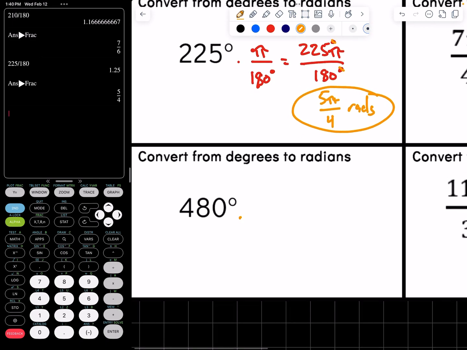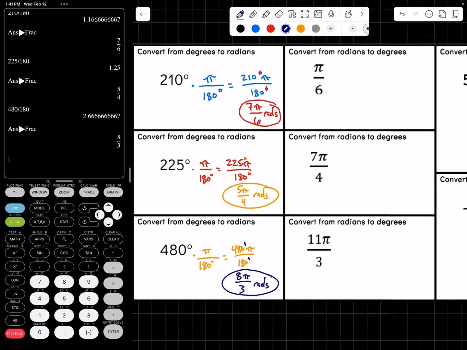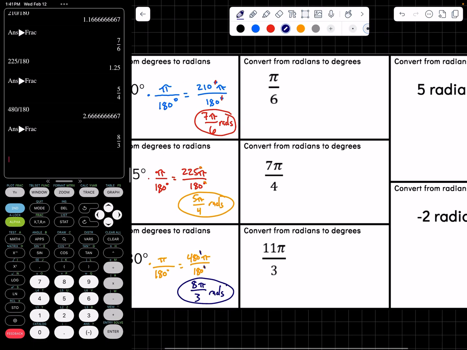Then down here, same thing. 180 degrees goes on bottom, pi goes on top. 480 degrees times pi over 180 degrees. Those degrees cancel out. 480 divided by 180, math frac, 8 pi over 3 radians. And so that's our converting from degrees to radians.